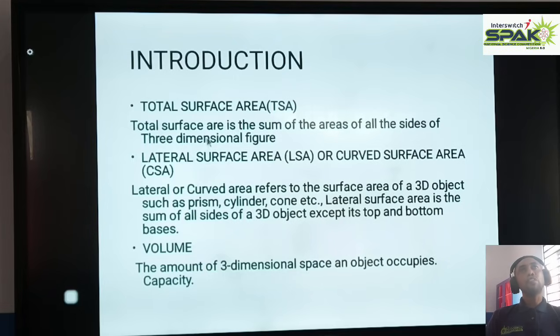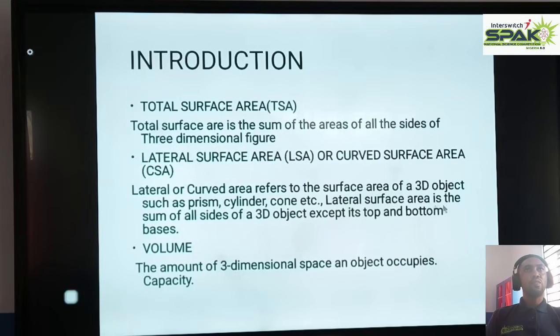But under this 3-dimensional shape, we're looking at total surface area, the lateral surface area, which is also known as curved surface area, and the volume. So you're looking at 3 things. 1, total surface area. Total surface area is the sum of the areas of all the sides of the 3-dimensional figure. So the sum of the area of all the sides is total surface area.